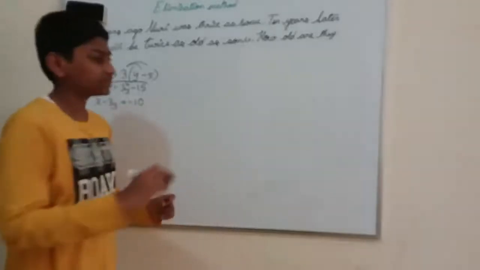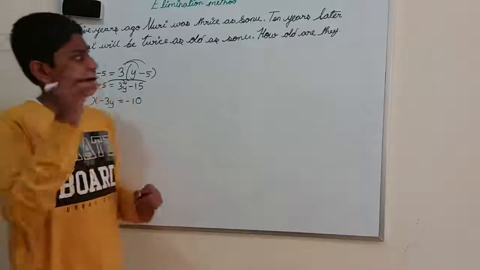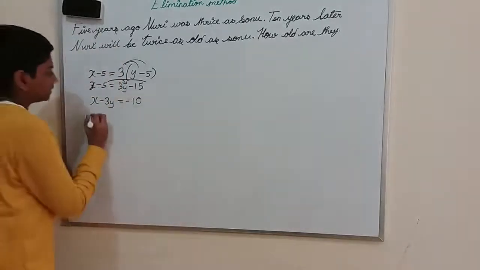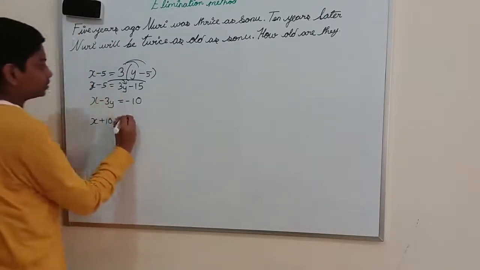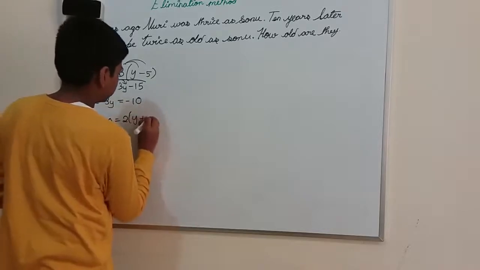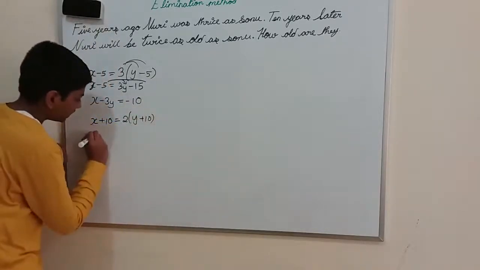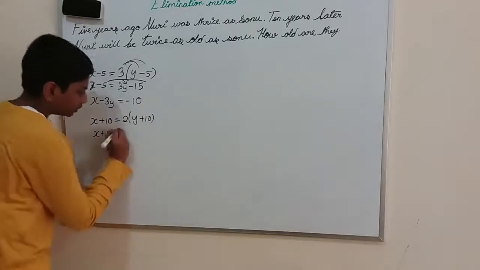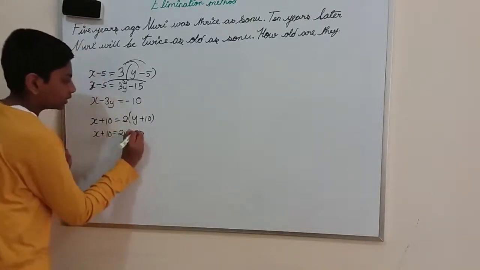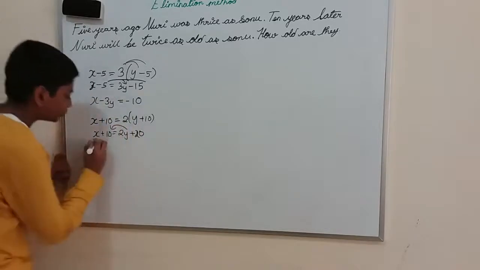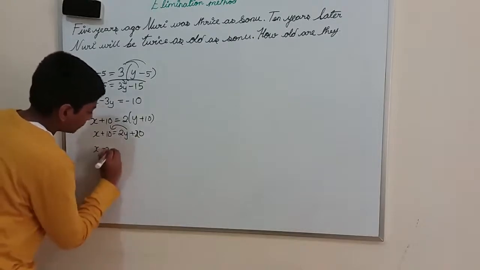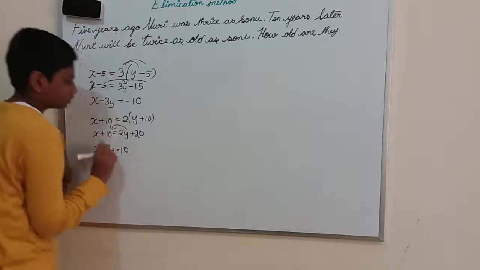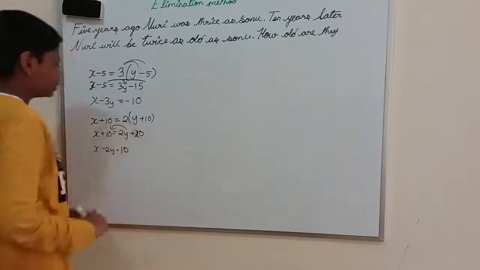So 10 years later means 10 years in the future. 10 years later, Nuri will be twice as old as Sonu. So 10 years later means x plus 10, which will be equal to twice, so 2 into y plus 10. So we get x plus 10 equal to 2y plus 20. Now I'll transpose it over here. So x minus 2y will be equal to 10, since 20 minus 10 gives 10. So now we have both the equations.